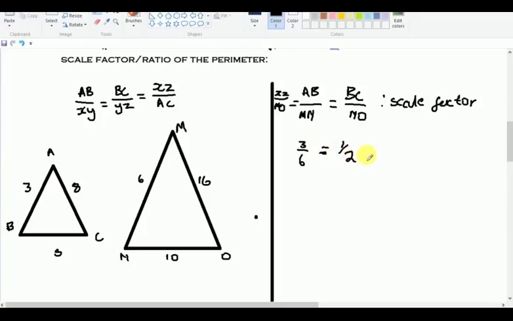So our scale ratio is 1/2. Or you can also say 1:2. So to get from this one to this one, you multiply by 2. From the bigger one going downwards, you multiply by half. That's it.